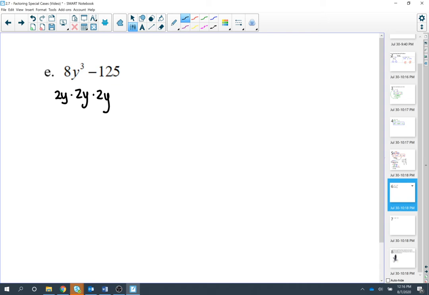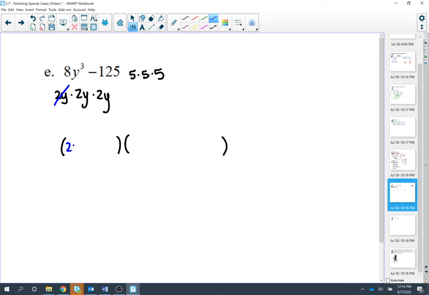125, I don't care that it's negative. Ignore the negative. Just look at 125. It's 5 times 5 times 5. So yes, this is the difference of cubes. So remember, small butt cheek, big butt cheek. Your hippo's having a bad day.